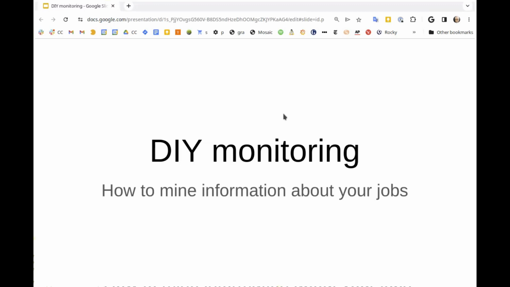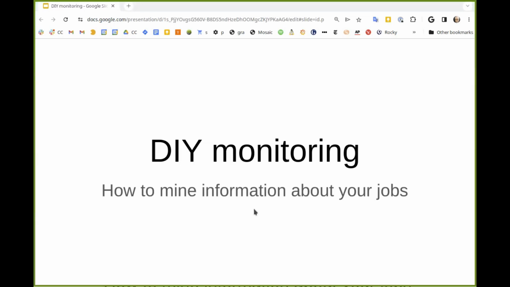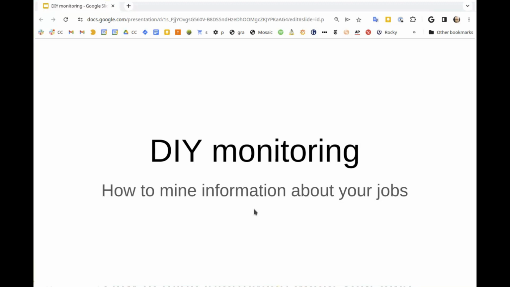Today we're going to have a sort of casual talk about DIY monitoring, and this is really sort of a brain dump of tools that I know of and I use to do job monitoring of the performance of jobs.